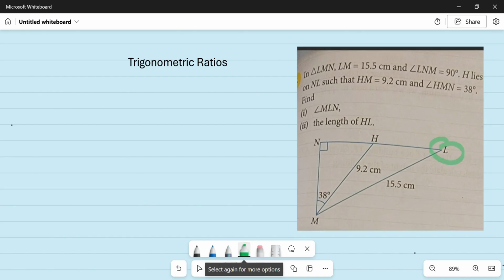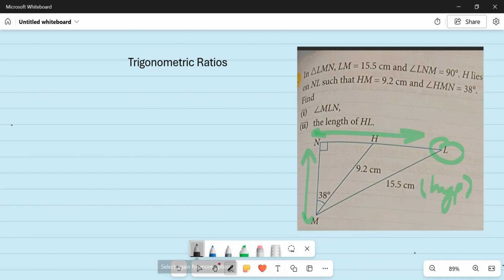So for angle L, 15.5 is the hypotenuse given to you. NL is not given, and even MN is not given. So we need to find one more side. When we find one more side, we can easily find angle L. For that I'm taking MN, and with the help of this 38 we will find MN.